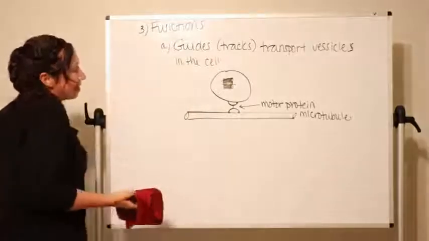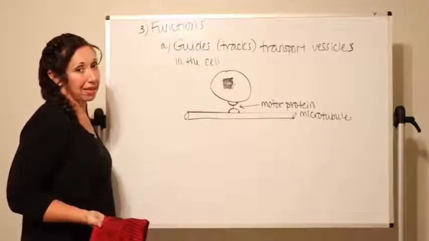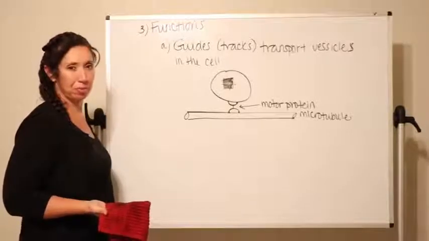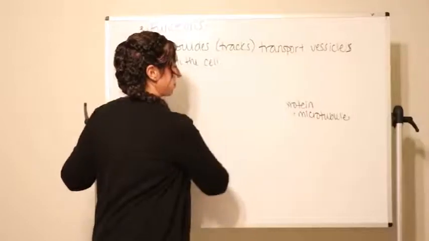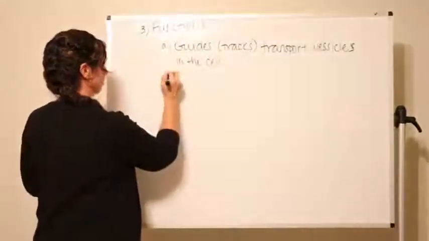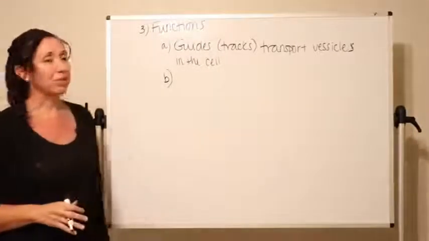But it's neat to think that the stuff inside your cell isn't just floating around doing its thing. It's actually guided. There's a purpose for all of this. And so they know where to go. It isn't just left up to, I hope you know where you're going, but they know where they're going. So that's one of the big functions for the microtubules.